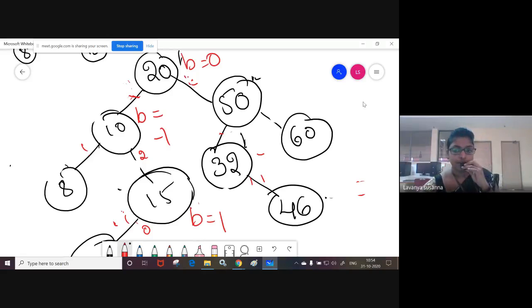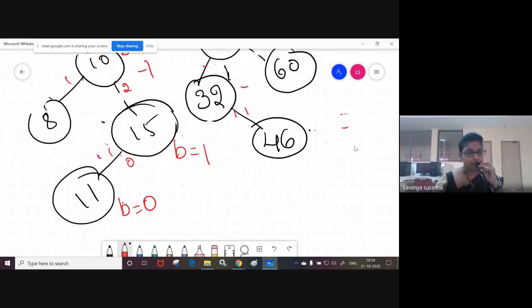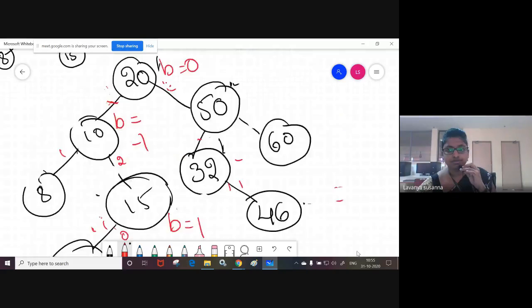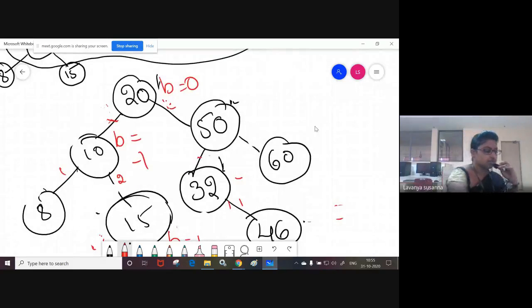Once again, try to find out the balancing factor. Remember, after inserting, you need to find the balancing factor. If the balancing factor is 0, 1 or minus 1, the tree is balanced. Other than 0, minus 1, 1, the tree is not balanced at all. You need to apply rotations. Okay, the tree is balanced only. Now, insertion of 11 is completed.